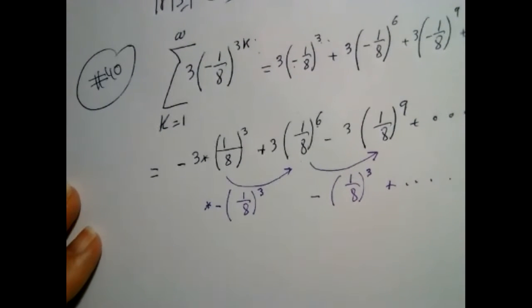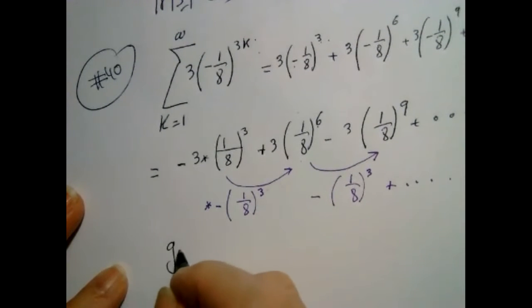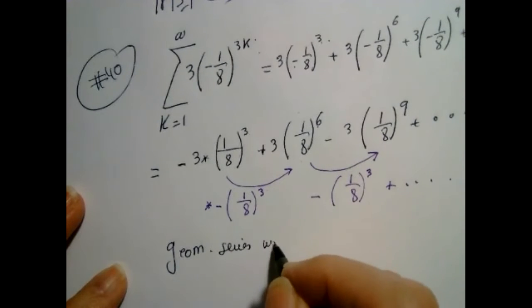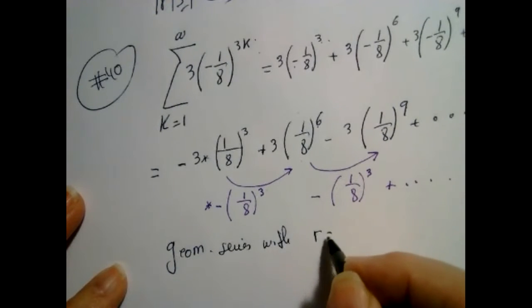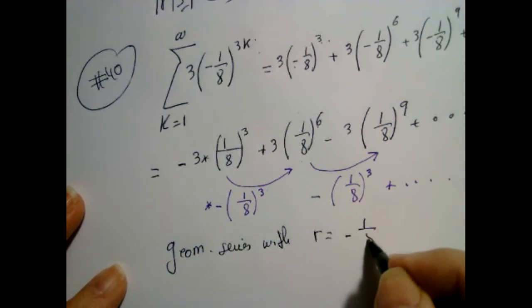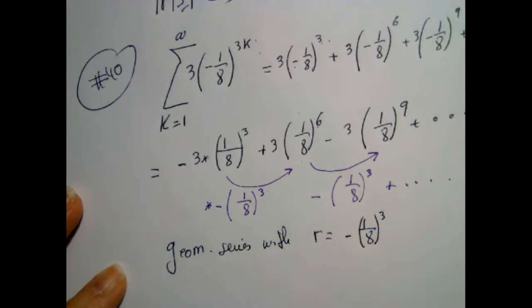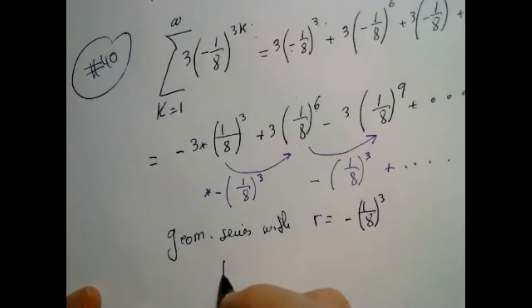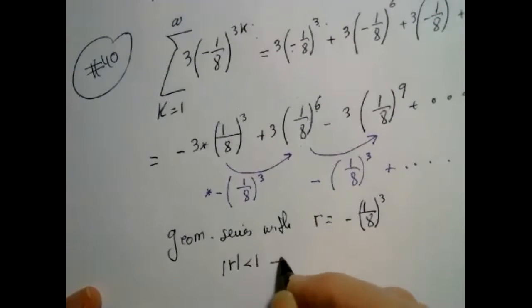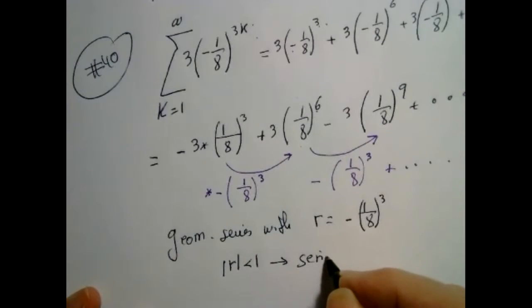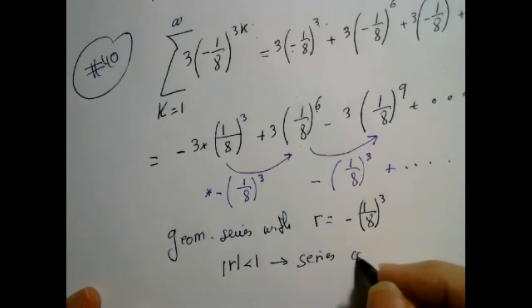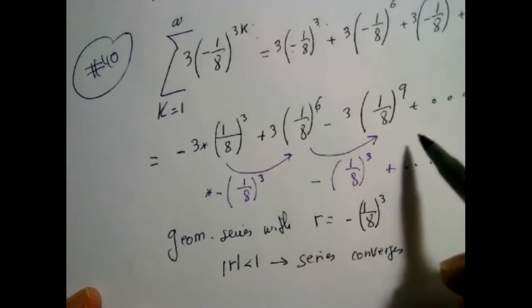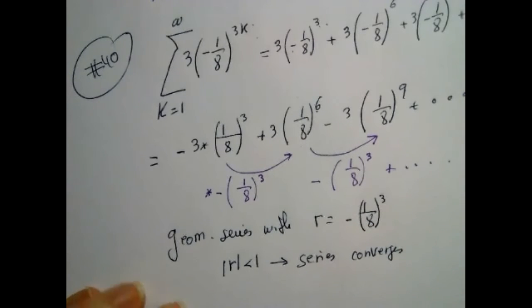So this is a geometric series where the ratio is minus 1 over 8 to the power 3. That's my ratio. Now the ratio is absolutely less than 1. It means that the sum, or the series, converges. It means if I keep adding and adding, I'm really going to get somewhere.